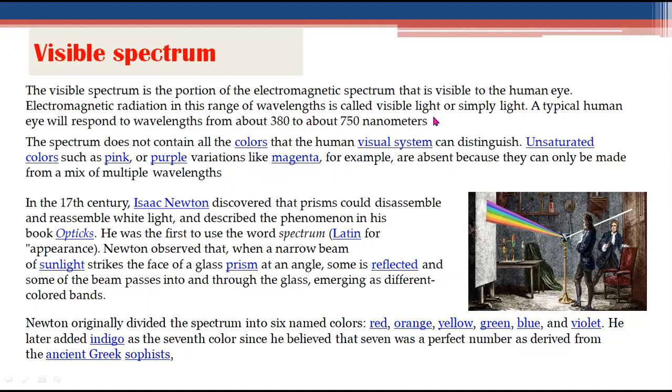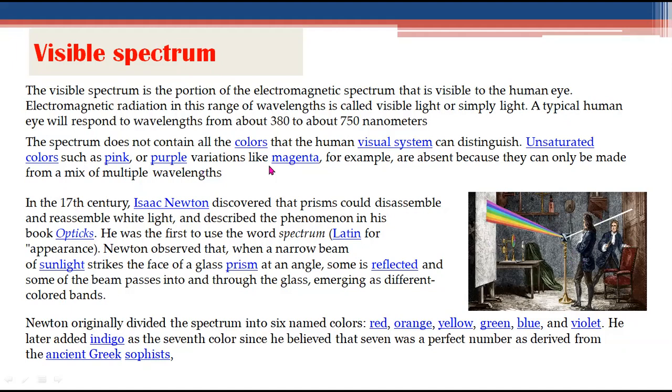So visible light is very important for remote sensing. The range of wavelengths of electromagnetic radiation that we can see is called visible light, or simply light. A typical human eye will respond to wavelengths from about 380 to about 750 nanometers. So this is the response that has been taken by the human eye.